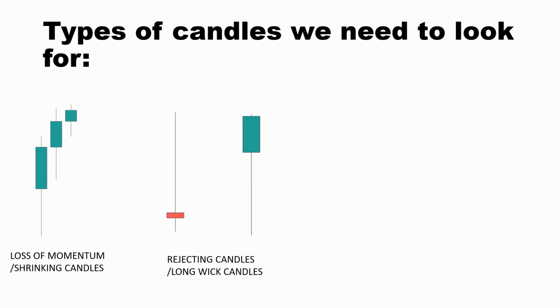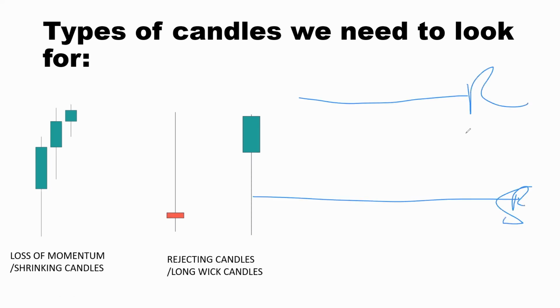I'm sure some of you have faced this issue whereby you've marked your area. For example, I have marked my resistance and support. This is my support, this is my resistance. And the price approaches here without loss of momentum, and I see a very long rejecting candle, and I take a sell. This is what most of you are doing. Then the market continues up. I'm sure most of you have faced this.